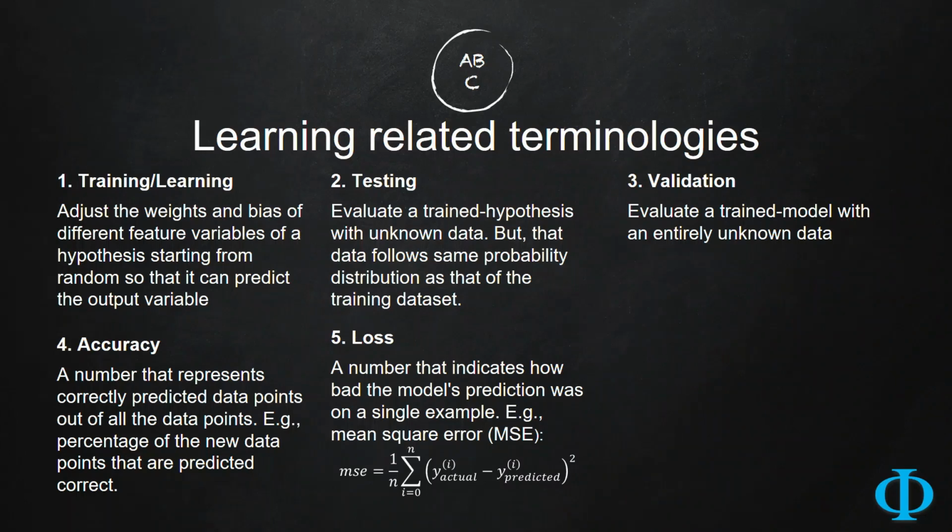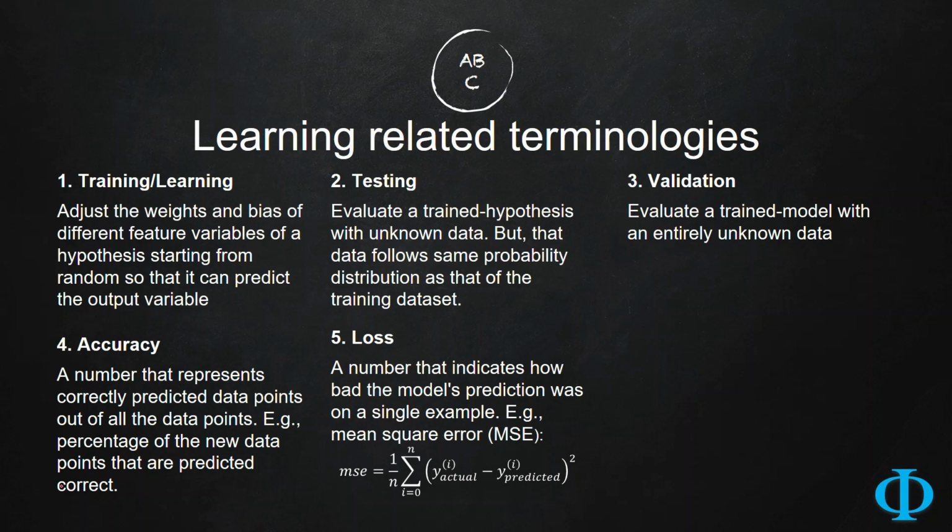Now let us clarify some terminologies related to learning. The first thing is, what is training or a learning process? The training or learning process is basically adjusting the weights and bias of the different feature variables of a hypothesis, starting from random, so that it can predict the output variable properly.